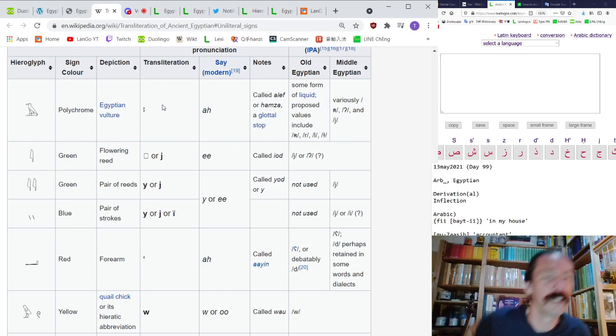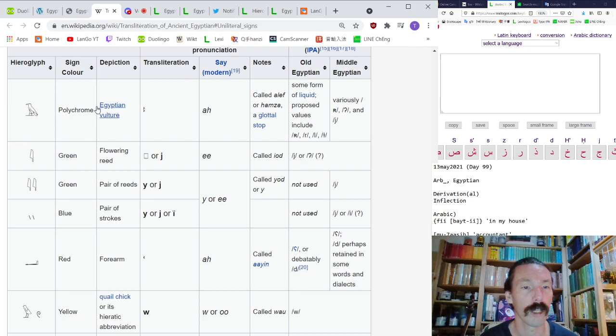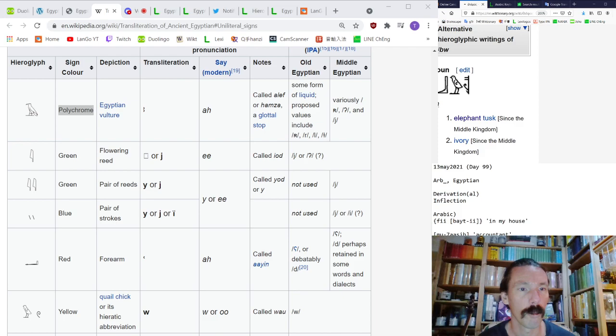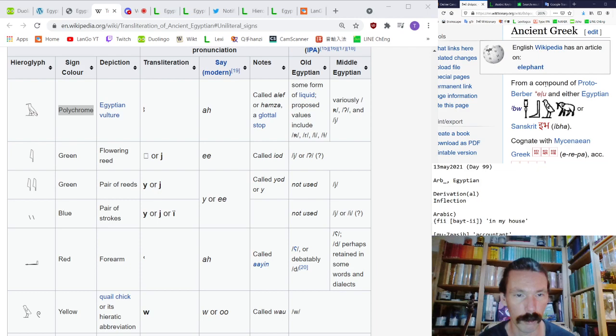Polychrome. Greek is really full of them once you start keeping track of what kind of thing each is. It's very common in Greek and Sanskrit. And this elephant word, speaking of compound origins, go back a step here. Proto-Berber elu for the first part, ilu, and either Egyptian abu or Sanskrit ibha. Any way you cut it, that's pretty cool. Ibwa.